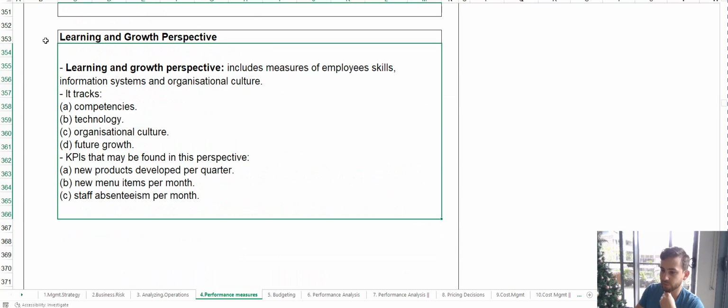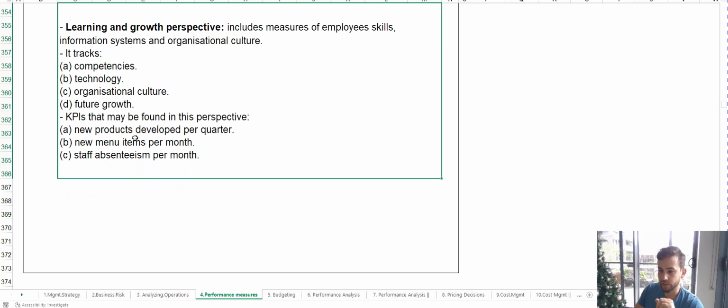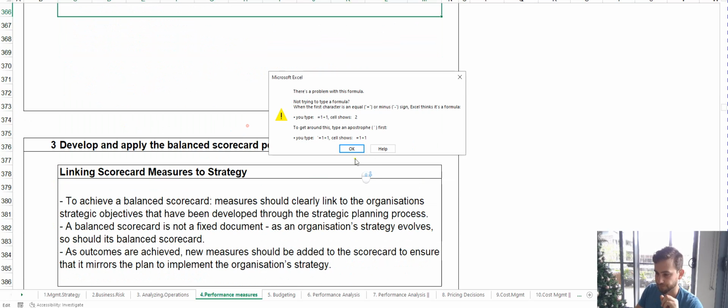I find that out of all the categories, learning and growth is probably the category that most people don't understand, misunderstand, or apply something else to. So you can just refer to this list down here and choose one of these items as an example.